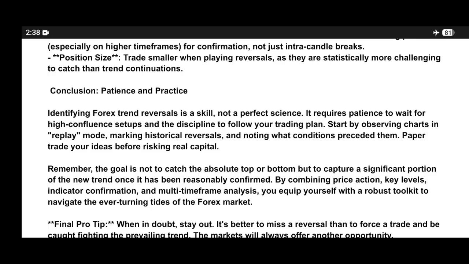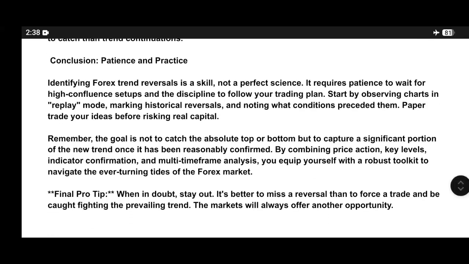Remember, the goal is not to catch the absolute top or bottom, but to capture a significant portion of a new trend once it has been reasonably confirmed. By combining price action, key levels, indicator confirmation, and multi-time frame analysis or top-down analysis, you equip yourself with a robust toolkit to navigate the ever-turning seas of the forex market.